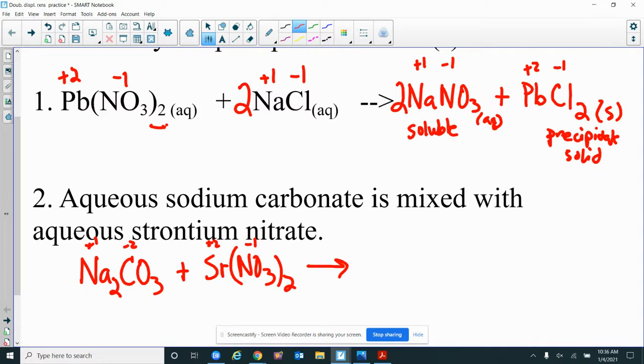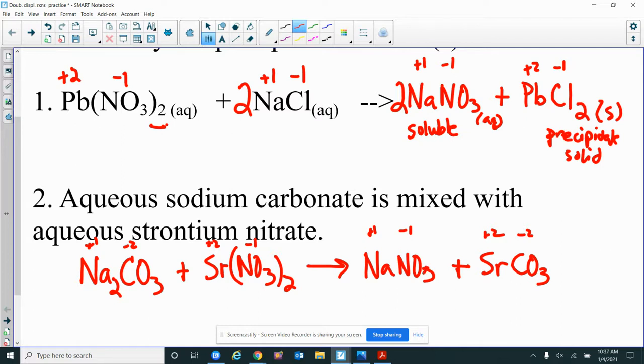Then they're going to switch partners. Na is going to go with NO3, and strontium is going to go with carbonate. So this was +1, this is -1, this is +2, this is -2. So my charges are balanced. Those are the right compounds.